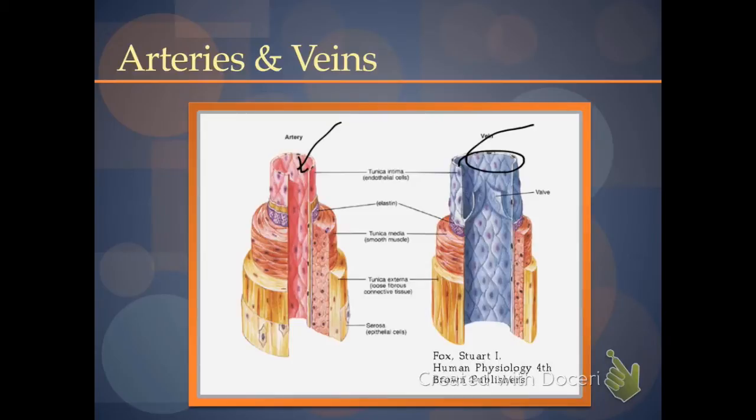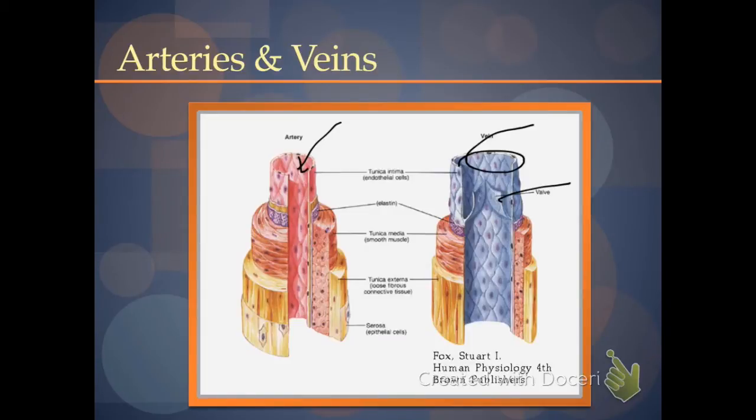Number two, they have very little elastic fiber. There's very little need or opportunity for veins to be stretched. In addition, they are not permeable either. So veins are, again, just used to transport blood, not to diffuse nutrients and gases. And then lastly, they contain valves, as you can see here. They contain valves that prevent backflow.